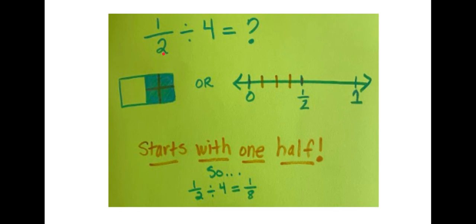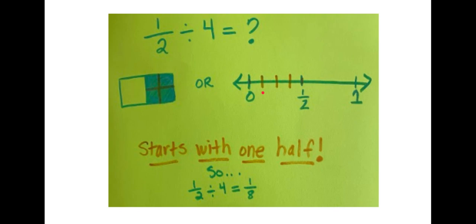So 1/2, that's this first number, whatever is in this spot is what you're starting with. So I'm starting with 1/2. You'll see I had shaded that in blue. And then I'm splitting it, dividing it into 4 sections. So I separated this part into 4 sections. So this is a visual that represents this problem.